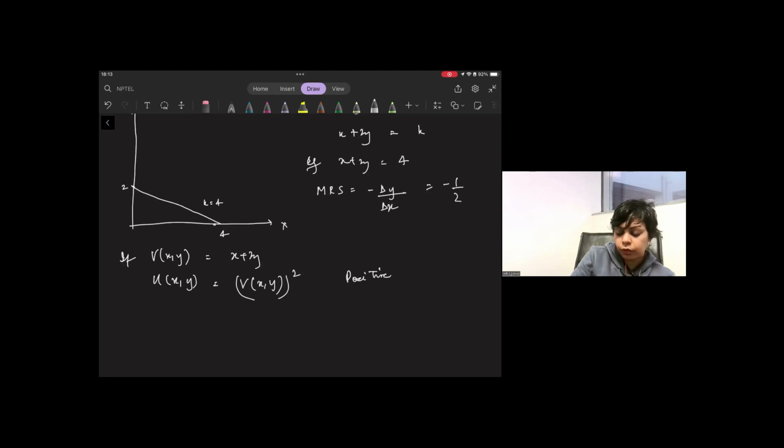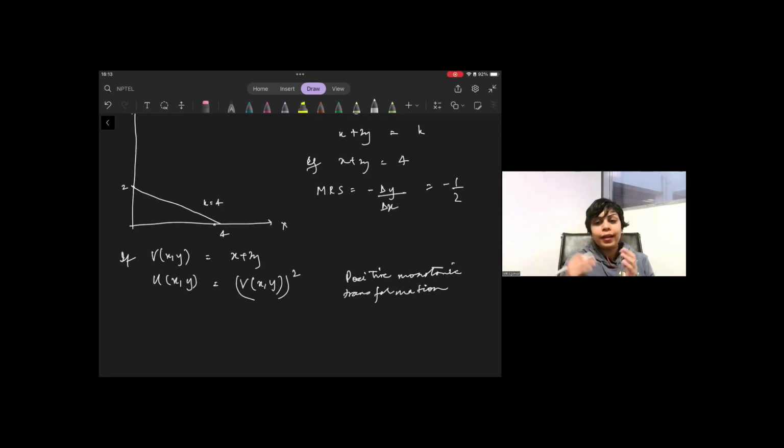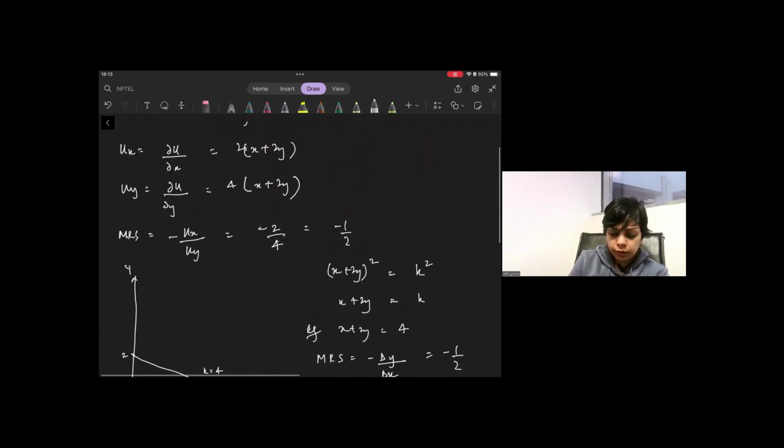Of course, in the world of economics, when we say monotonic, we are referring to positive monotonic. And therefore the basic character of the preferences does not change, even though the function becomes a little bit different. So this is something which is very helpful to remember. You could always think of these things in these terms.